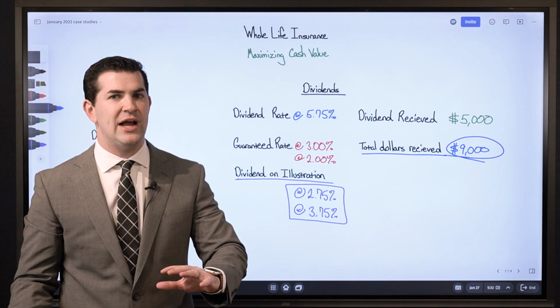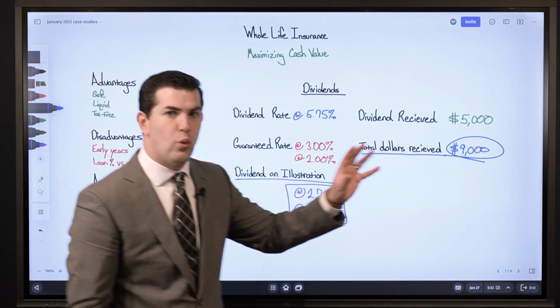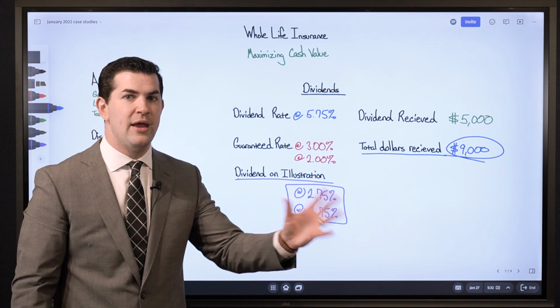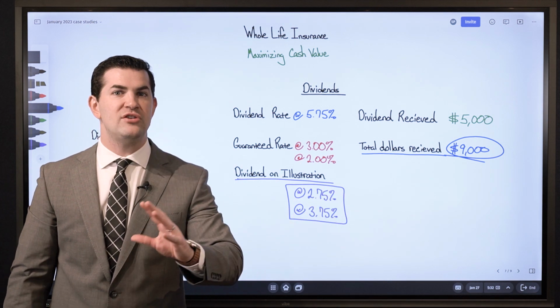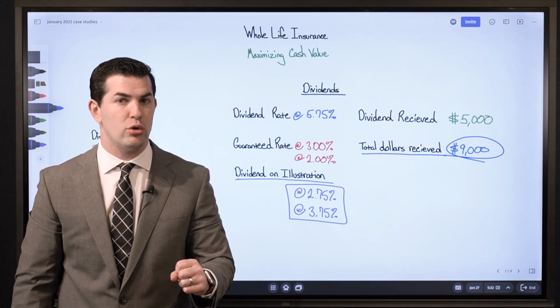What we do for clients we work with is crunch these numbers ourselves, meaning we look at what you had in cash value last year, how much you paid in, and then what the cash value is this year. We look at the dividend, but really we're looking at the total growth.